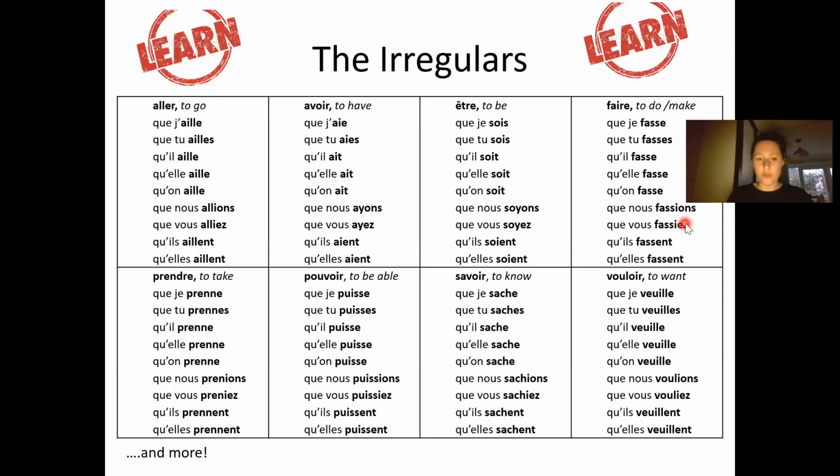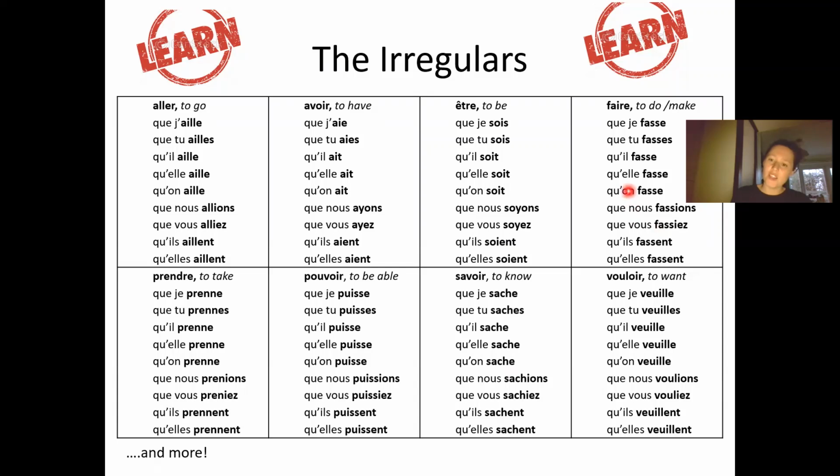Que nous fassions, que vous fassiez, que je prenne, que nous prenions, que vous preniez, que je puisse, que nous puissions, que vous puissiez, que je sache, que nous sachions, que vous sachiez, que je veuille, que nous voulions, que vous vouliez. And I've not said the other forms because actually they are written, as you know, differently, but they sound the same. Again, that's the beauty of French grammar.